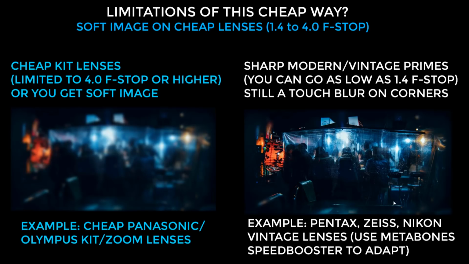Examples of good lenses: Pentax, Zeiss, Nikon, vintage lenses. Again, you can also use the Metabones speed boosters to adapt, specifically the Nikon speed booster. You can also use EF speed boosters for Zeiss glass.